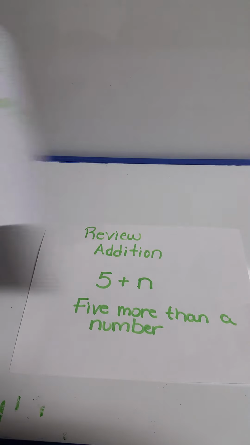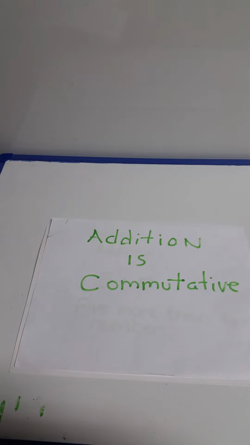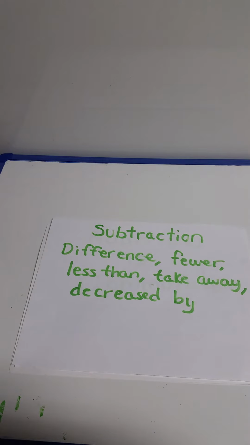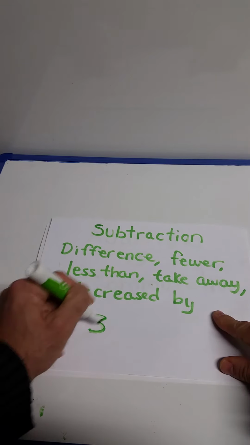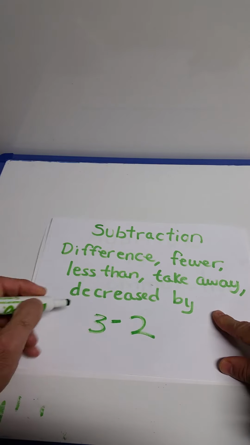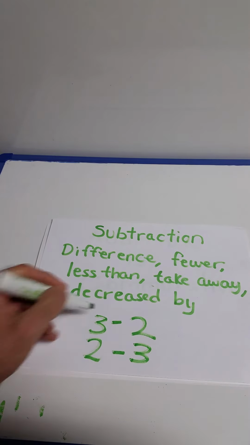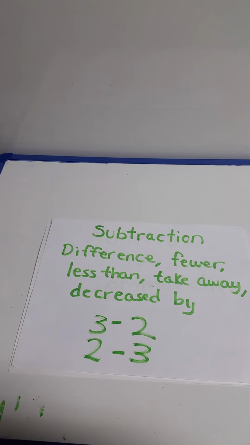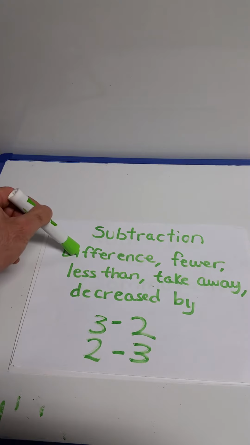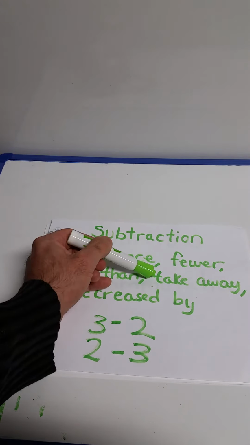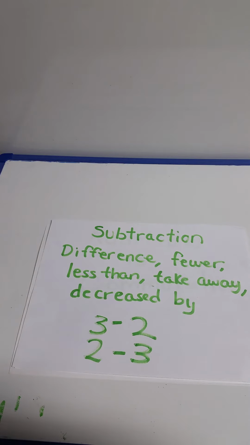Now again, it's important to know that addition is commutative. So here is subtraction. Subtraction is not commutative. So if I say, for example, 3 minus 2, it's not the same as 2 minus 3. 2 minus 3 and 3 minus 2 will give you different answers. But the key words in subtraction are difference, fewer, less than, take away, and decreased by.